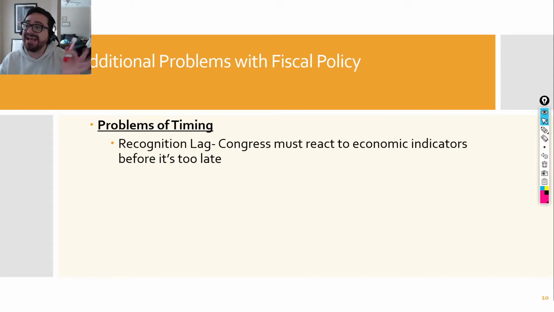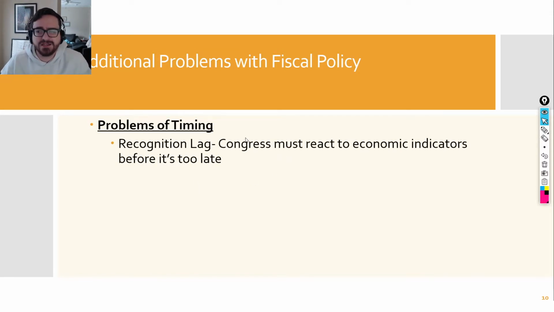It takes time for the government to do things. First problem is Congress has to react to an issue before it's too late. The stimulus bill was signed in late March, early April. We'd been in the midst of the COVID pandemic for at least two weeks at that point. That's about as fast as it could have gone, because it takes time for them to realize.